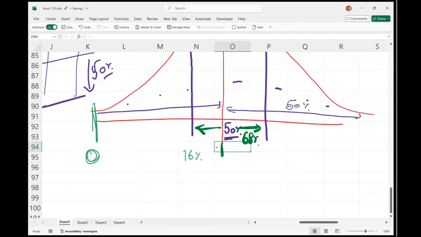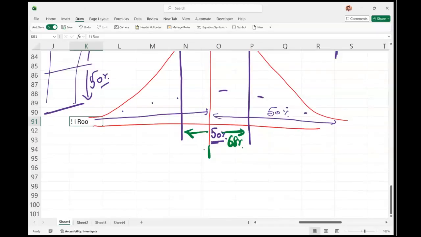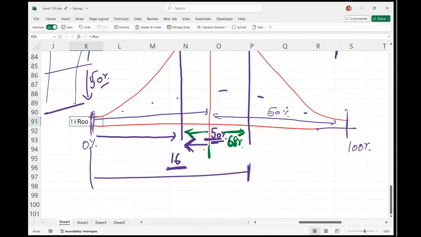If this is 0 and the whole data goes from 0 to 100, here it is 99.99%, but we're going to put it as 100% to make our work easy. So this is 0% and this is 100%. This is 50. So you go 34 points below, meaning in the backward direction from 50. This will become 16. From here to here, this is 16. And from here to here, this will become what?